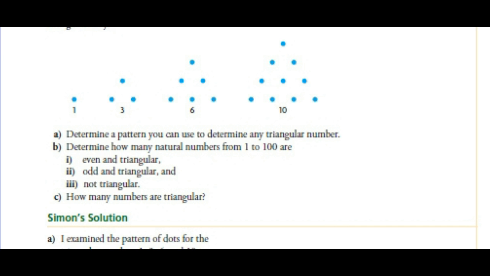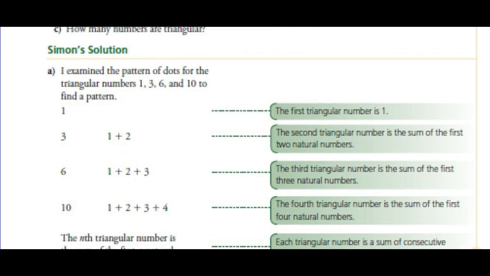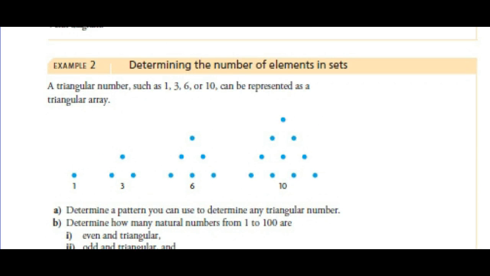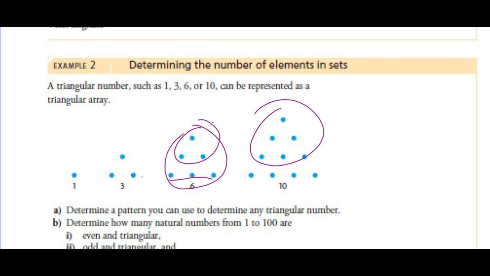All right, so Simon says, examine the pattern of dots for the triangular numbers 1, 3, 6, and 10 to find the pattern. So he said, well, how do I get from here to here? I put 2 dots down. Now, if I've got this, then I need to put 3 dots down. And if I've got this pattern, which is here, 6, then I need to add 1 more dot. So how many will be in the next? So you're going to add 5, right?